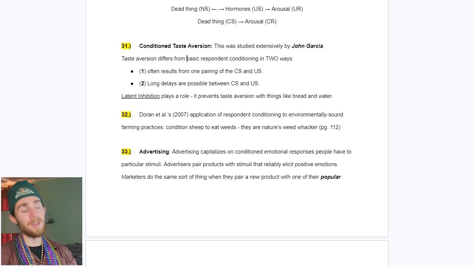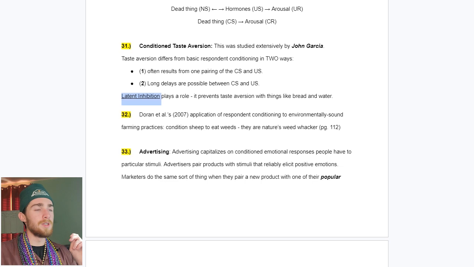Point is, if I eat a burrito and it gets me sick, I don't need to eat many more burritos for me to start avoiding burritos. All right, a single pairing of that burrito with the stomach virus is enough for me to say, yeah, no, that's enough. So a single pairing is enough with conditioned taste aversion. And also, long delays are possible, because if I eat the burrito at lunchtime and then come the evening, I'm dead, I'll know, hey, I'm dead now. And it was probably that burrito that I ate all those hours ago.